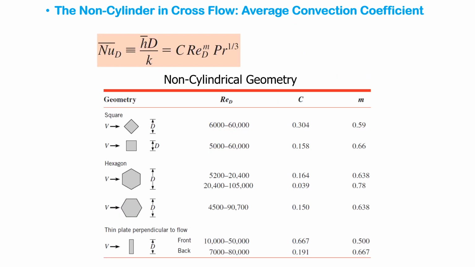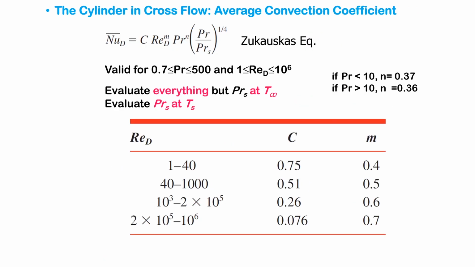Okay? And what happens if you have a cross flow, but instead of a cylinder, we have a different shape? Let's say you have a square, diagonally oriented, or perpendicularly oriented. You will have different C and m values. These are tabulated again in your textbook, and you can also read them from here as well. You just need to identify if you have a non-cylindrical rod geometry with a cross flow, then you just use this graph to find C and m values. Again, properties are evaluated at T film.